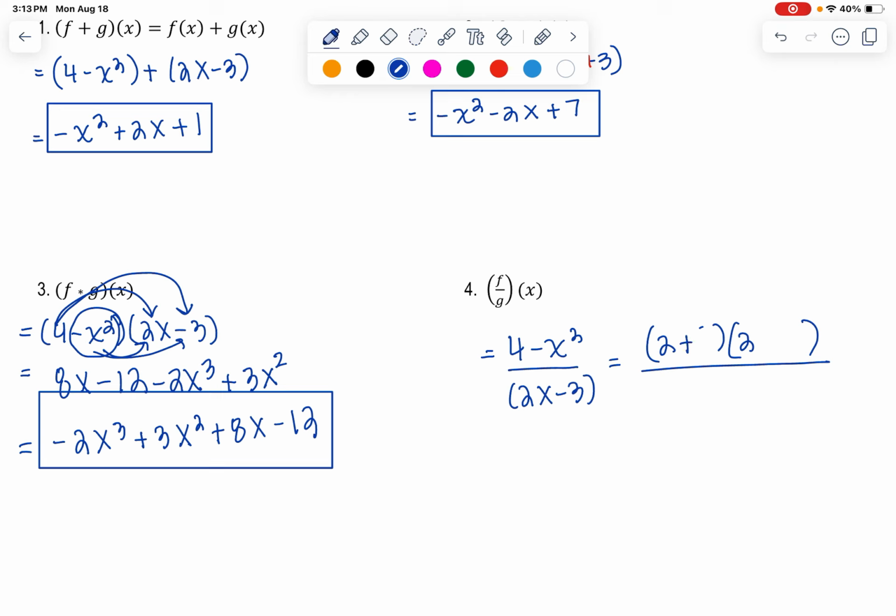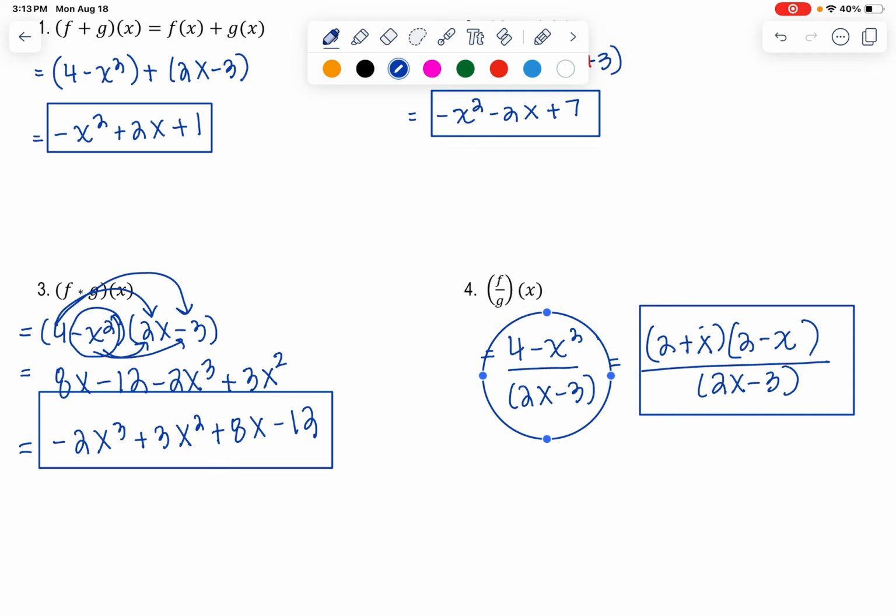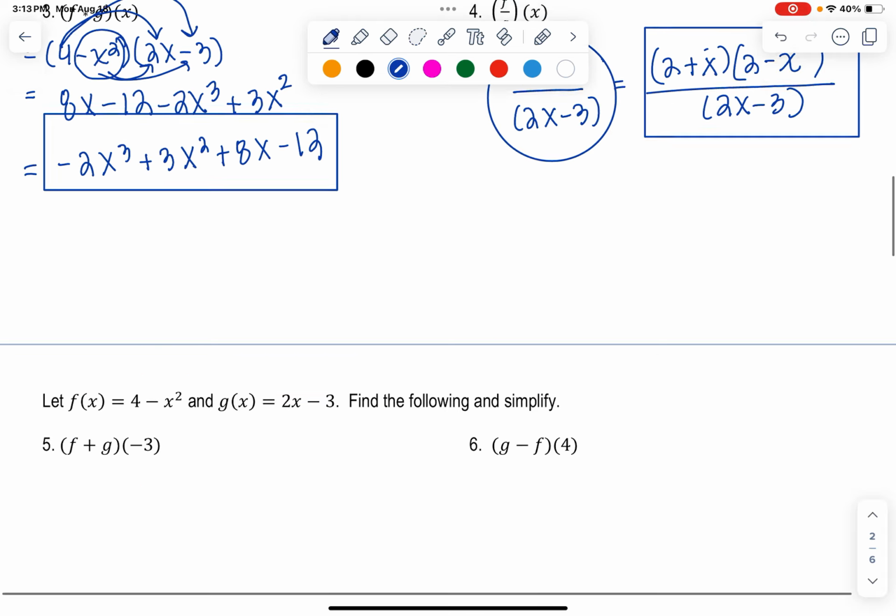So that's 2 plus x and 2 minus x. And then my denominator is not factorable. That's 2x minus 3. So if you look from numerator to denominator, there is no common factor. So this is our final answer. Now, if you would have left it like this, it is also an acceptable answer because it wasn't simplifiable. If it's simplifiable, though, you have to simplify it.